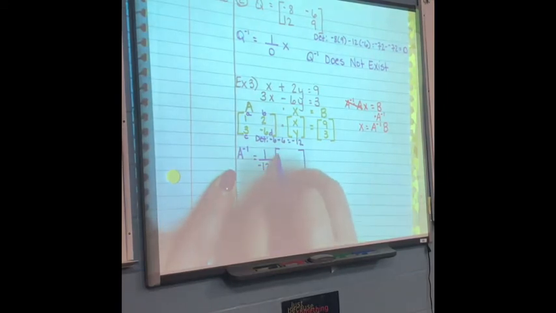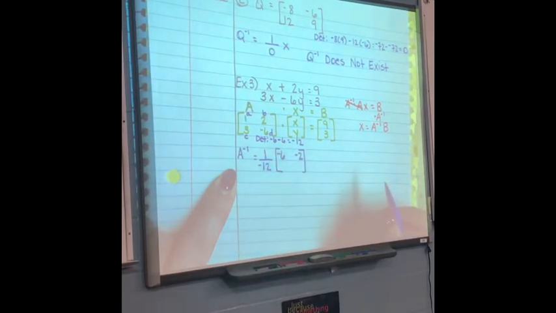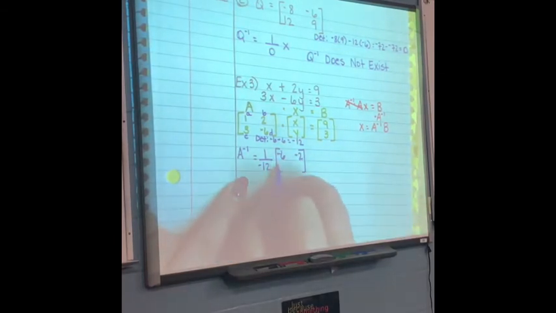Which is -6. What's going to be my second element? -2, the opposite of B. The next one, -3, the opposite of C. And then lastly, 1, which is our A.